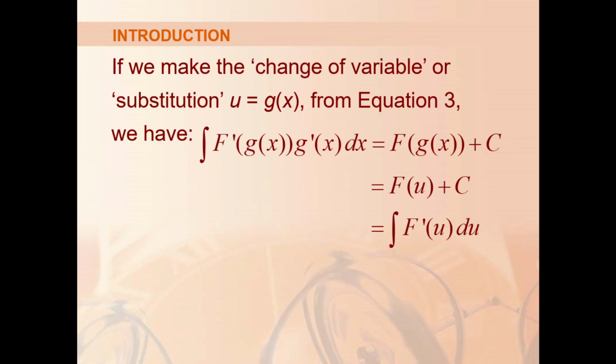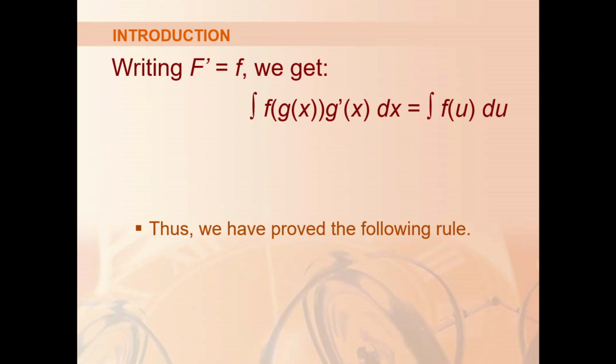But if you make the change of variable or substitution, you assume u equals g of x from the third equation, and we only have f of g of x times g prime of x dx. So let's expand it and distribute it. F of g of x, yes, perfect. Some professors don't like it this way, and that's why we go further with F of u plus C. Take the g of x as the u substitution and take the derivative of g of x. So let's go further with f of u du. Writing F for the antiderivative of f, we get the integral of f of g of x times g prime of x dx equal to the integral of f of u du.